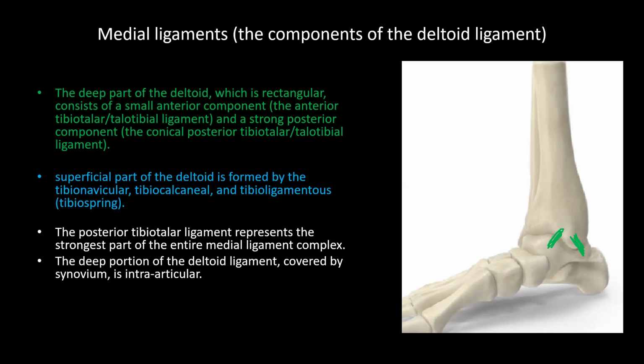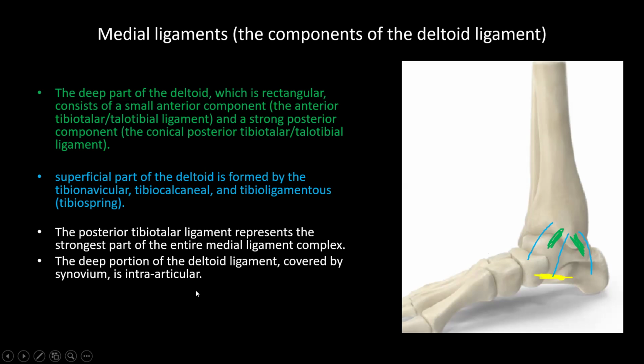Then comes the superficial part of the deltoid, which is formed by the tibionavicular ligament, tibiocalcaneal ligament, and tibiospring ligament. The tibiospring ligament is basically attaching the lower end of the tibia with the spring ligament. So what is a spring ligament? The spring ligament is the calcaneonavicular ligament, which connects the calcaneus with the navicular bone, and that's why its name is tibiospring ligament. And the spring ligament is very important in maintaining the longitudinal arch of the foot.